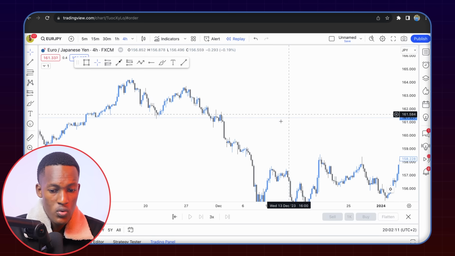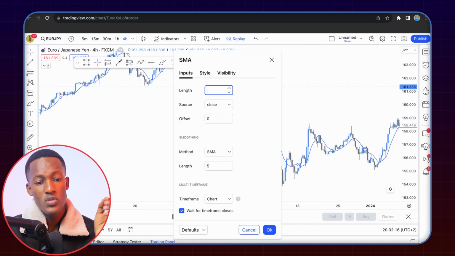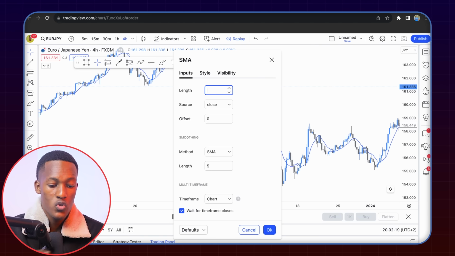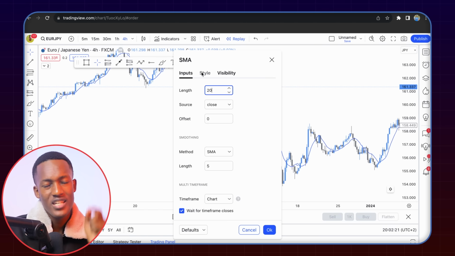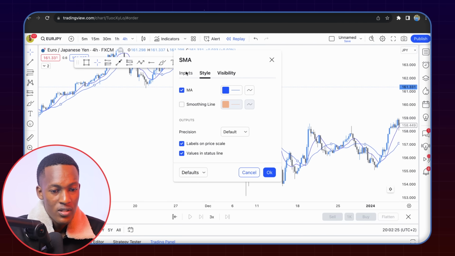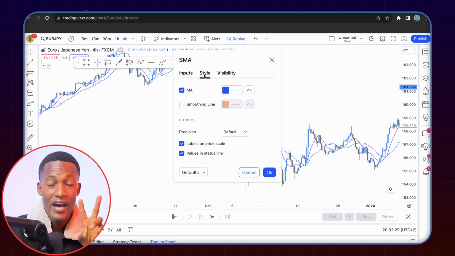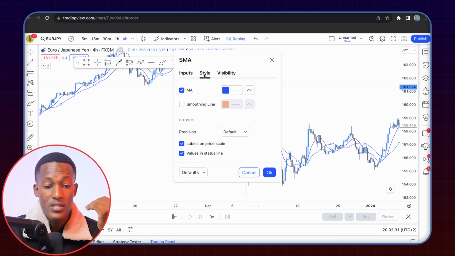I actually need two. Perfect. So I'm just going to go ahead and click on it. Now we're going to set the first length or the period to 20. I actually shared this trading strategy some time back when I started off, but it's a good one. So the length to 20, then the color. Now this time around, since we have two moving averages, I'd recommend we use different colors.